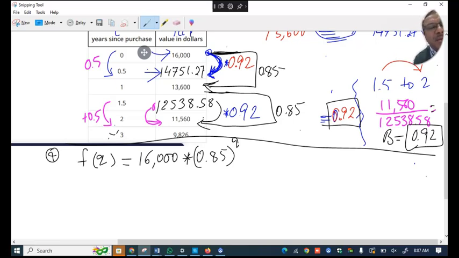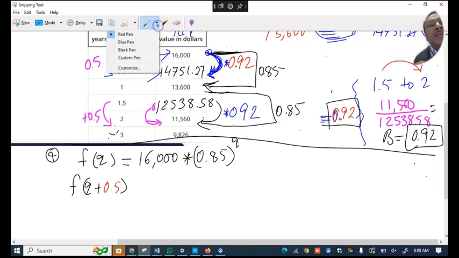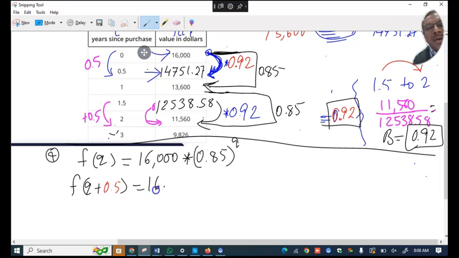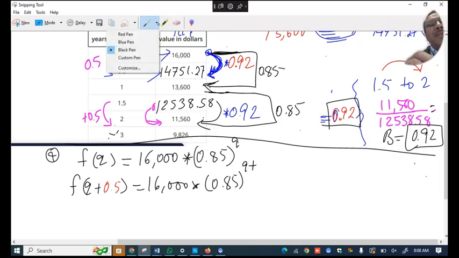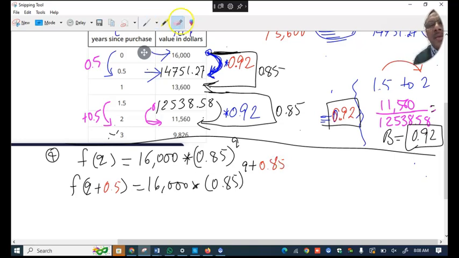And then the question is, explain how you could use f(q) to find f(q + 0.5). Let's see. Now what is f(q + 0.5)? Okay. So you're replacing q. We are replacing 16,000 times 0.85, and this q is now no more q, it is q plus 0.5.